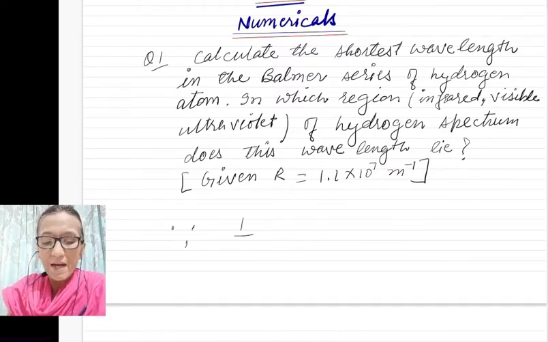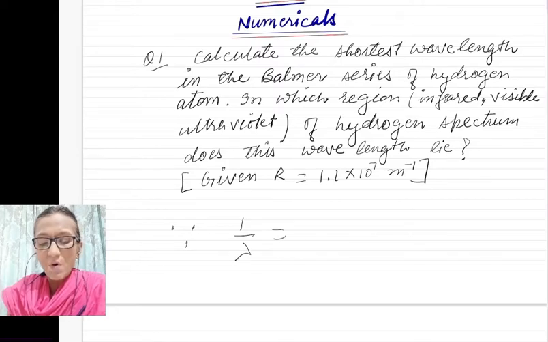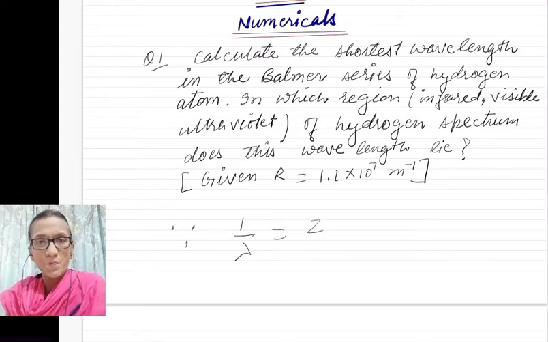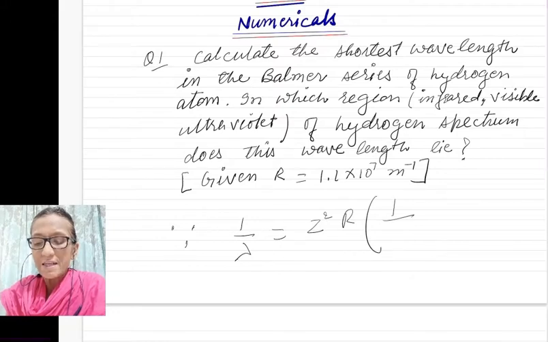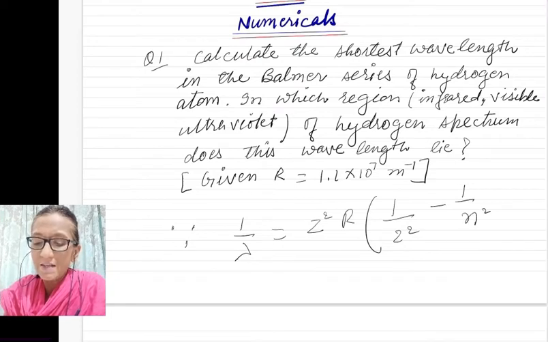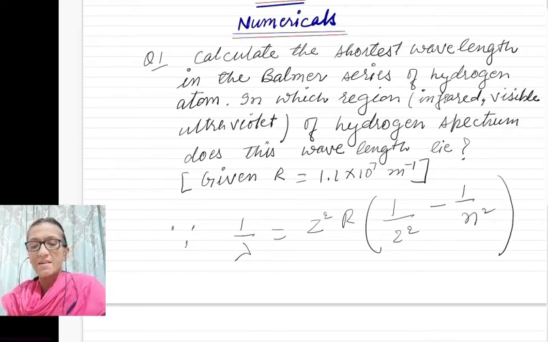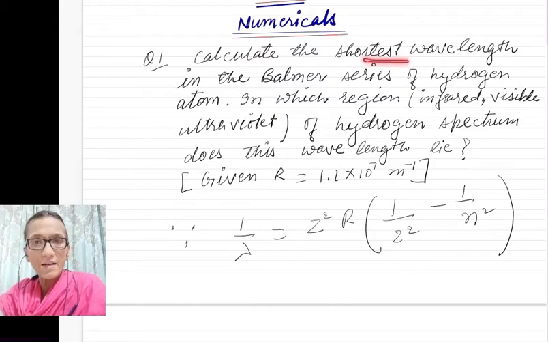So we know that 1 upon wavelength is equal to z square Rydberg constant into 1 upon, and for Balmer series this quantity is 2 square. So 1 upon 2 square minus 1 upon n square. Here you have to find n for calculating the shortest wavelength.